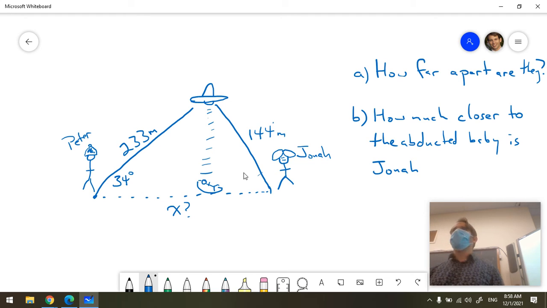If we knew that Peter could run 1/4 faster than Jonah, maybe it's still better for Peter to run and get him, because we need to know these distances first before we calculate it. Yeah, and then see what angle does Jonah look up at. So find me these things.